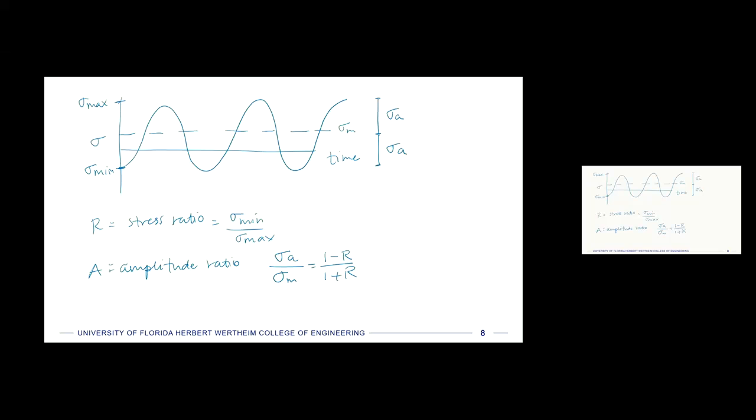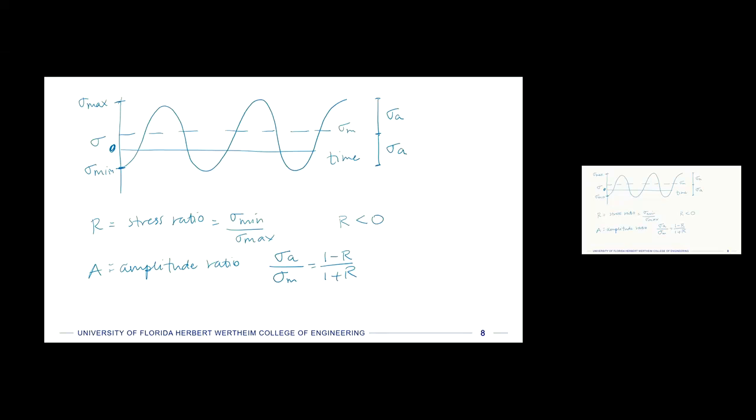So if we look at this sort of data that I just put up here, the stress ratio is going to be less than 0. And you can see that because the minimum stress is below 0 on the plot that I drew, right? So if minimum stress is negative and maximum stress is positive, R is less than 0.